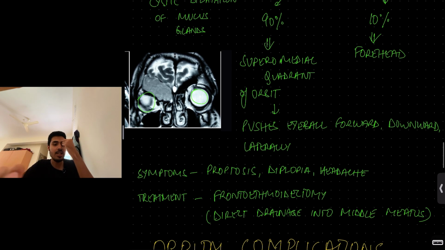Because it is in the superomedial quadrant of the orbit, it will push the eyeball laterally, downwards and forwards. What will that lead to? Proptosis. And because of the pushing of the eyeball, there will be restricted extraocular movement. That will lead to diplopia. And you have a mass pushing structures around, so you'll have headache 10% of the time.